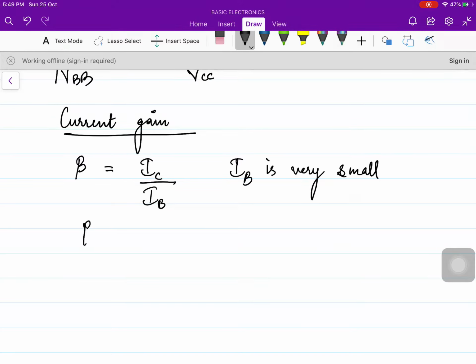So this beta will be much greater than 1, because this ratio is going to be very high as the denominator is very less. So beta is going to be very much greater than 1, and hence common emitter is the most preferred configuration which we use for BJT, because here the amplification will be very good because beta is much greater than 1. Now this is the one thing, this formula also we have to remember.